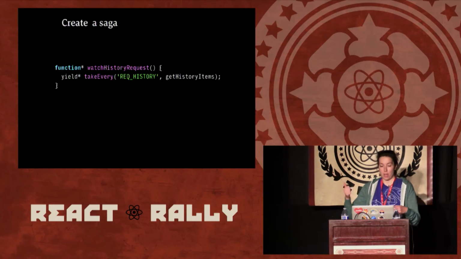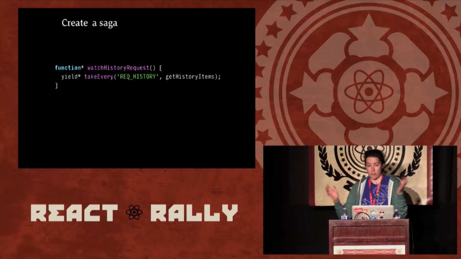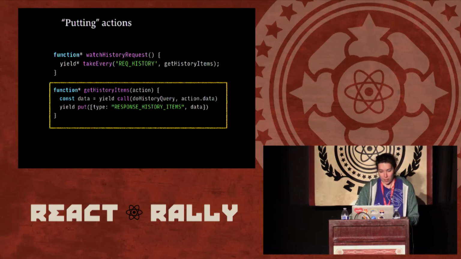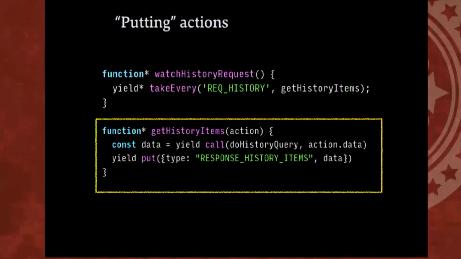But in this case, we have this function called take every, which is going to help us do that. For every request history event that we receive, it will direct us to this get history items function. Now that we have an action, we can call our function that does some querying. That's a do history query with action.data, which is the query parameters. And finally, we can put a new action back into the system when we're done. You probably noticed this is all done with generators, which means we can write this in a kind of synchronous style, which is pretty cool, right?